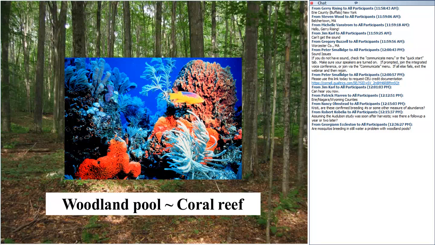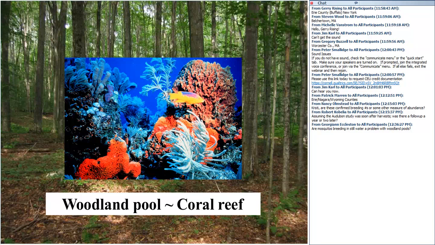Somebody asks here, are mosquitoes breeding in still water a problem with woodland pools? That's a very interesting question, and at our teaching and research forest years ago, we created some woodland pools ourselves. That was a question we had from groups that we brought to see these created woodland pools, which we were suggesting as a way to enhance habitat. We had an intern working in these pools, and we looked at spotted salamander larvae, and we fed them mosquito larvae, as many as they could eat per individual per day. On average, they were eating about 40 mosquito larvae per day. That's a lot of mosquito larvae.